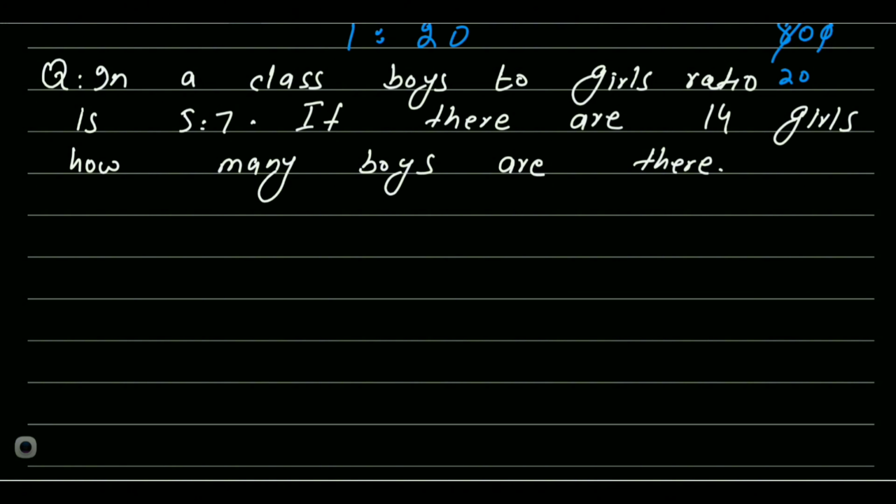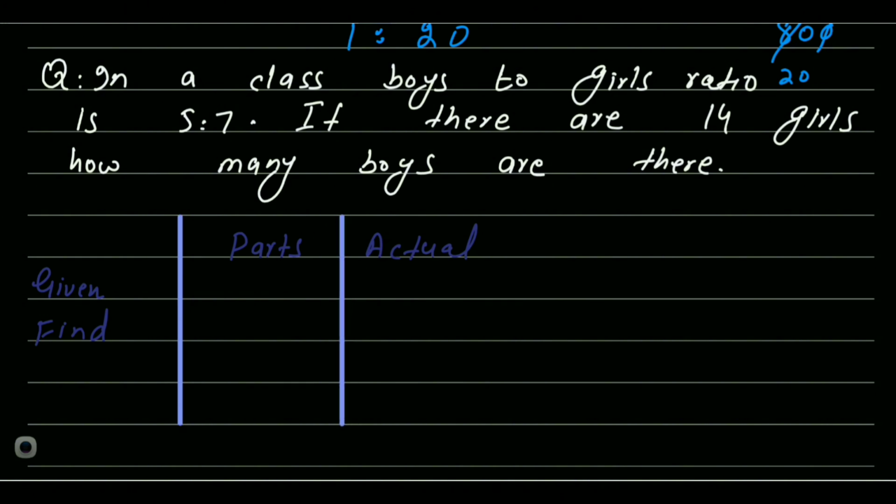First of all we will make the boxes. In the boxes we will write parts, actual, given and find, and you will just draw lines like that. Okay. So what we will do now, we will solve it.